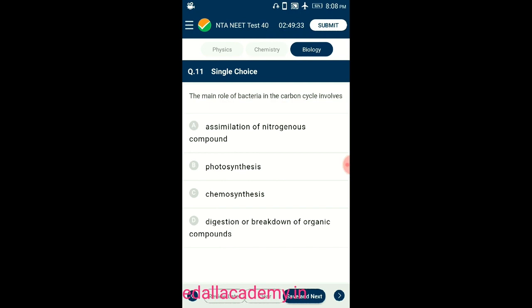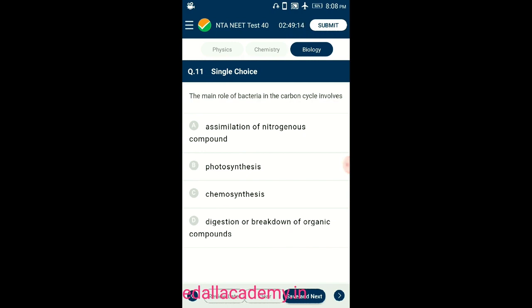Question number 11. The main role of bacteria in the carbon cycle involves. Bacteria are essential decomposers in nature. They play a vital role in the recycling of nutrients by causing the breakdown of dead organic matter. Thus, they play a critical role in the carbon cycle.